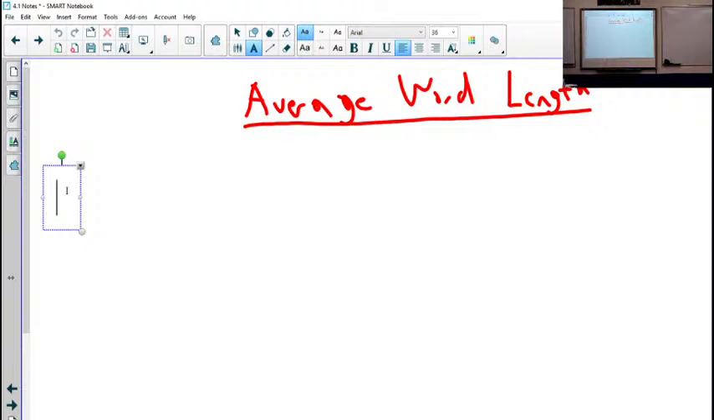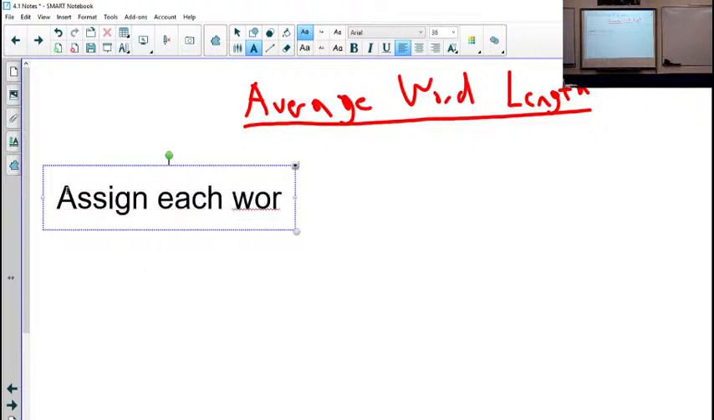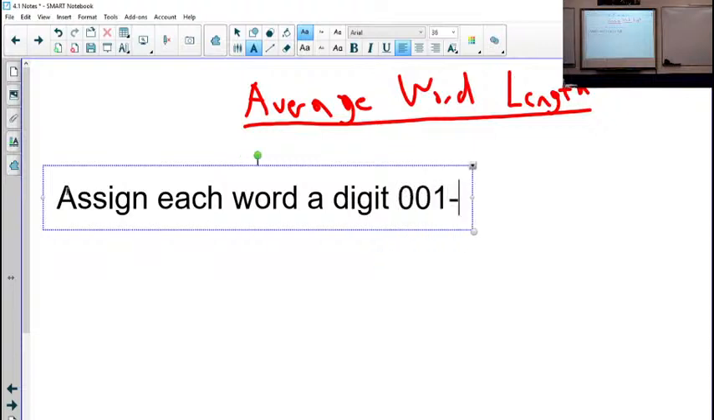And what we're going to do is basically assign each of those a 3-digit code to assign to the word. And our goal here, our idea behind this method, is to give every word the same chance at being selected, the same opportunity to get selected. So we're going to assign each word a number, and we're going to use 3 digits. So we're going to go 001 to 268.